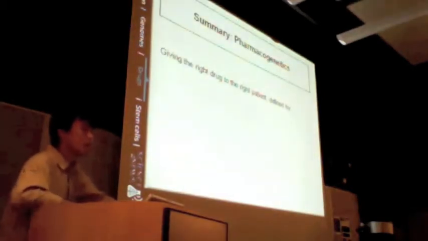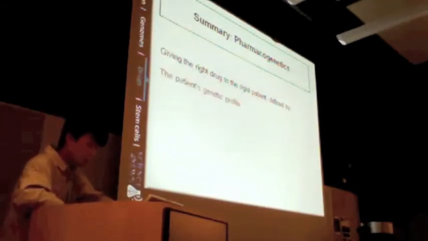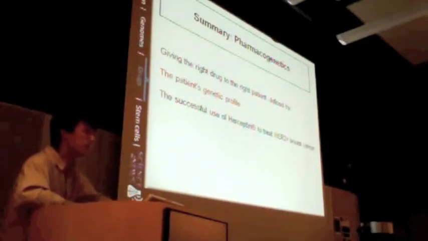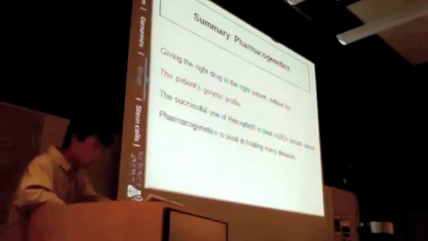Now, in summary, pharmacogenetics, in essence, is to give the right drug to the right patient based on the genetic information of individual patients. And we walked through a successful case of applying pharmacogenetics in managing breast cancer using the drug Herceptin as an example. And pharmacogenetics is really making its way in other clinical fields other than breast cancer care.